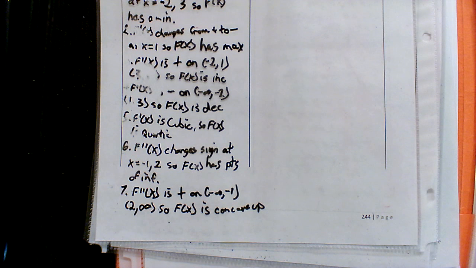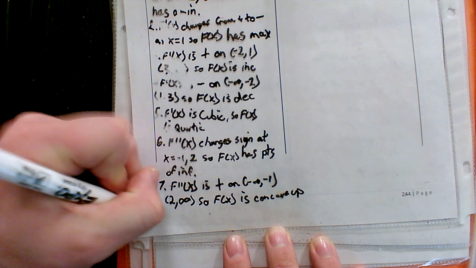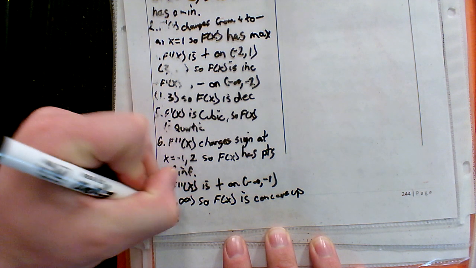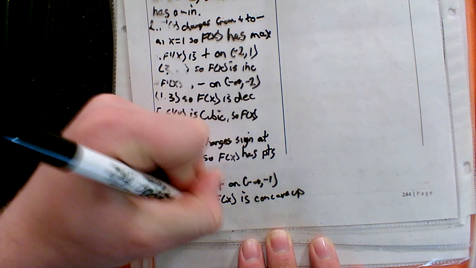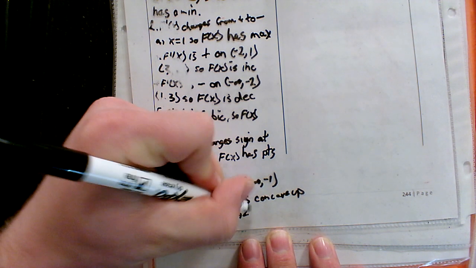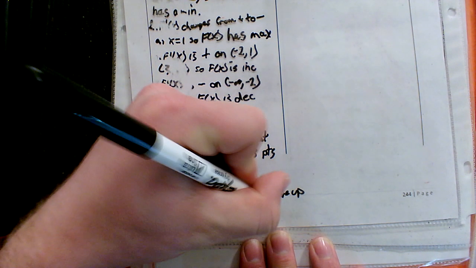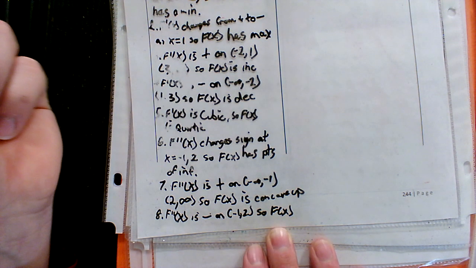So think about that second derivative test we were doing when we made the chart. We had the intervals. We checked the number within that interval. If we checked the number within that interval on the second derivative, if it was positive, it was concave up. If it was negative, it was concave down. So that's what number 8's about. F double prime of x is negative on the interval negative 1 to 2. So f of x, just like number 7, but reversed, is concave down.